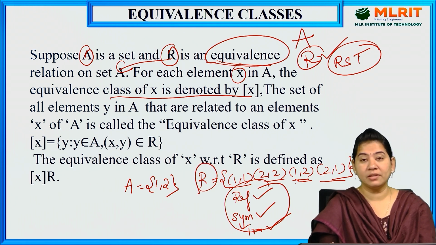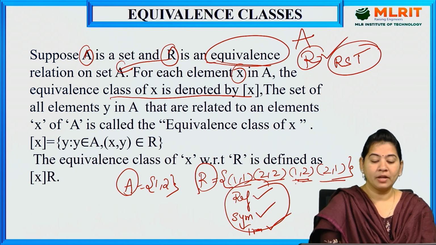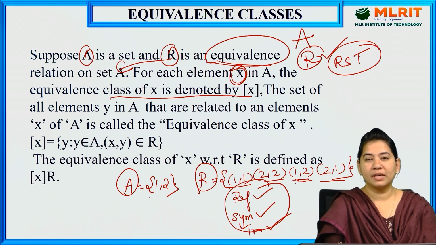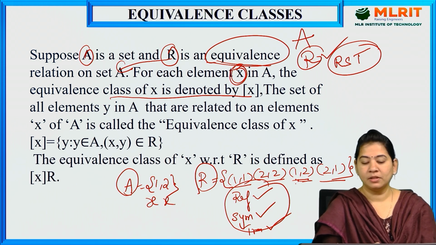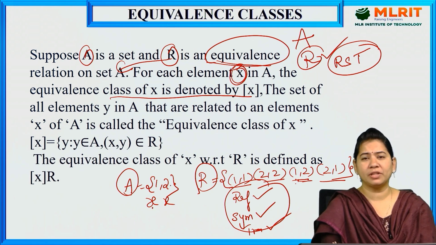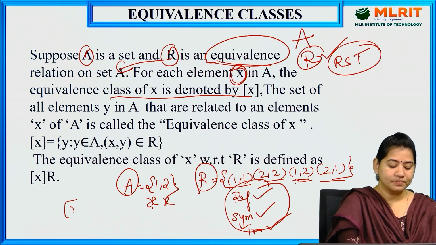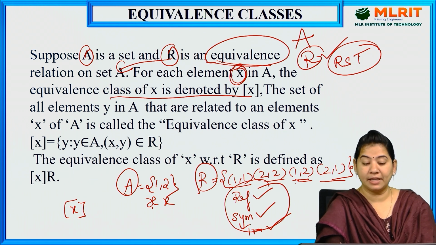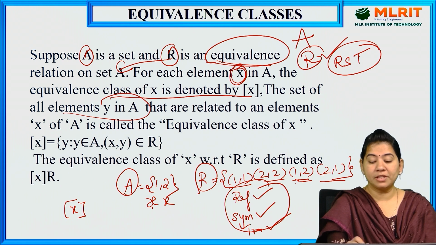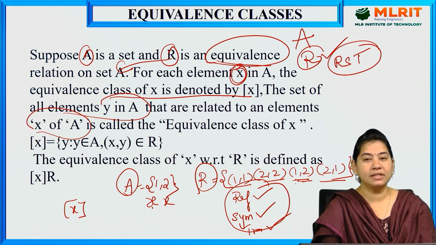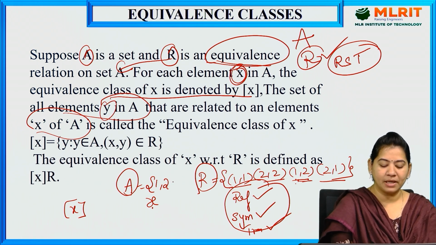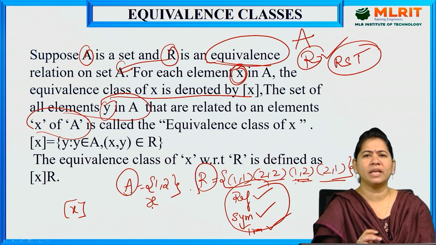Now, how to find the equivalence classes? For each element x in A, meaning each element present in capital A, I am denoting it with x, and the equivalence class of x is denoted by x within square brackets. The set of all elements y in A which are related to an element x of A is called the equivalence class of x. If I denote the first element 1 as x, the other elements present, I can denote with small y.